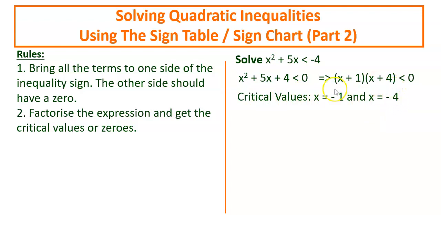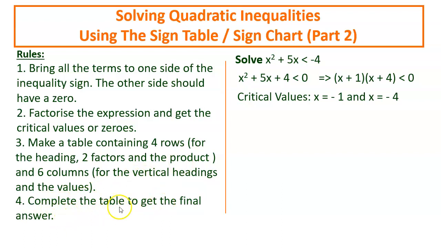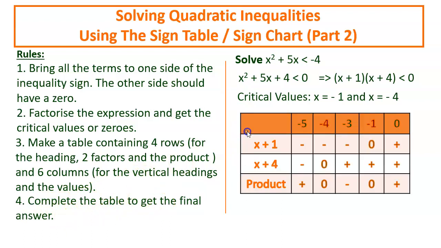Now coming to the third rule: make a table containing 4 rows for the heading, 2 factors and the product, and 6 columns. And before going to the table, let us know the last rule as well. Complete the table to get the final answer. We will be knowing how to complete the table.